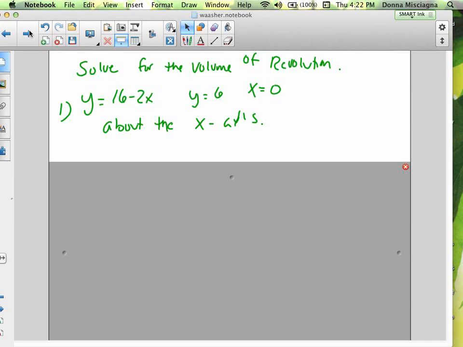Here is your closing. Solve for the volume of revolution. I tried to keep this not too bad. And it's revolving around the x-axis. It's y equals 16 minus 2x. And so you have 3 lines here, and they'll be your boundaries. So 16 minus 2x from x equals 0 to y equals 6. So that's going to define where your figure is. It will be a triangle, and it'll have a hole in it. So you're going to use the washer method, right? And it's about the x-axis.